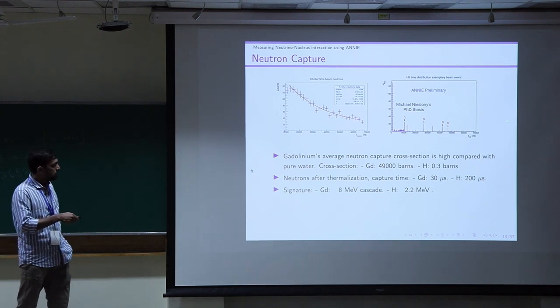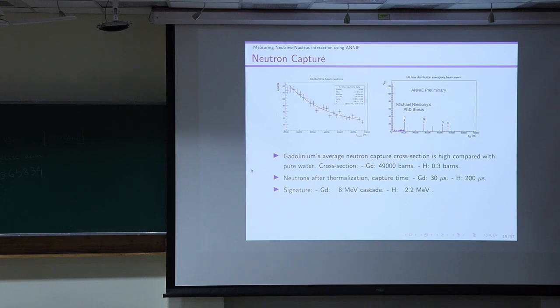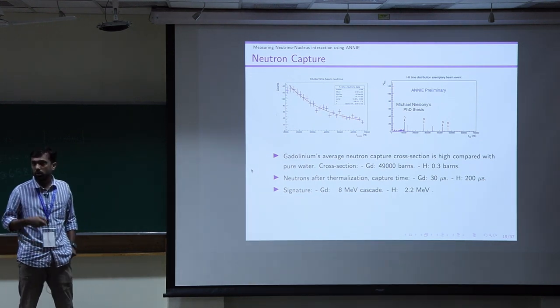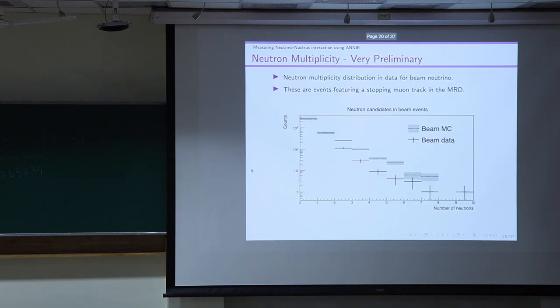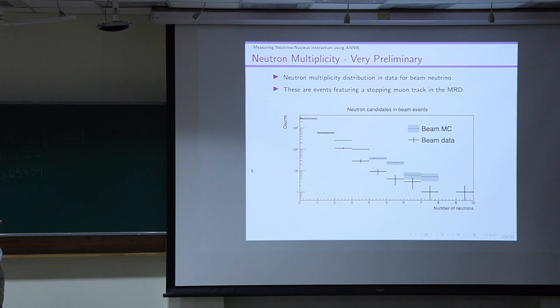And these are some neutron events that we detected in this extended readout window, and this shows that there are neutrons, and we can actually detect these neutrons. This plot is very preliminary, and you can see that there is a lot of mismatch between data and Monte Carlo, and we are still investigating that.